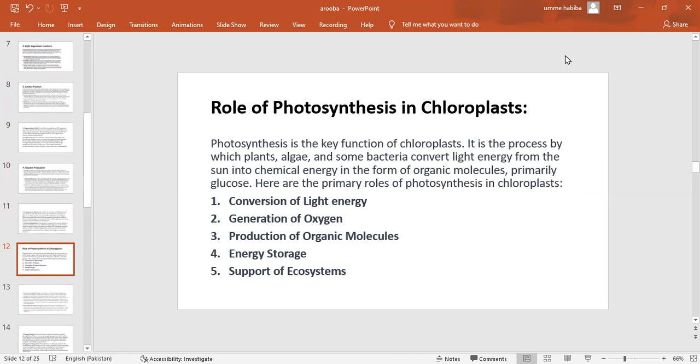Role of photosynthesis in chloroplast. Photosynthesis is the key function of chloroplast. It is a process by which plants, algae, and some bacteria convert light energy from the sun into chemical energy in the form of organic molecules, primarily glucose. Here are some primary roles of photosynthesis in chloroplast: conversion of light energy, generation of oxygen, production of organic molecules, energy storage, and support of ecosystem.